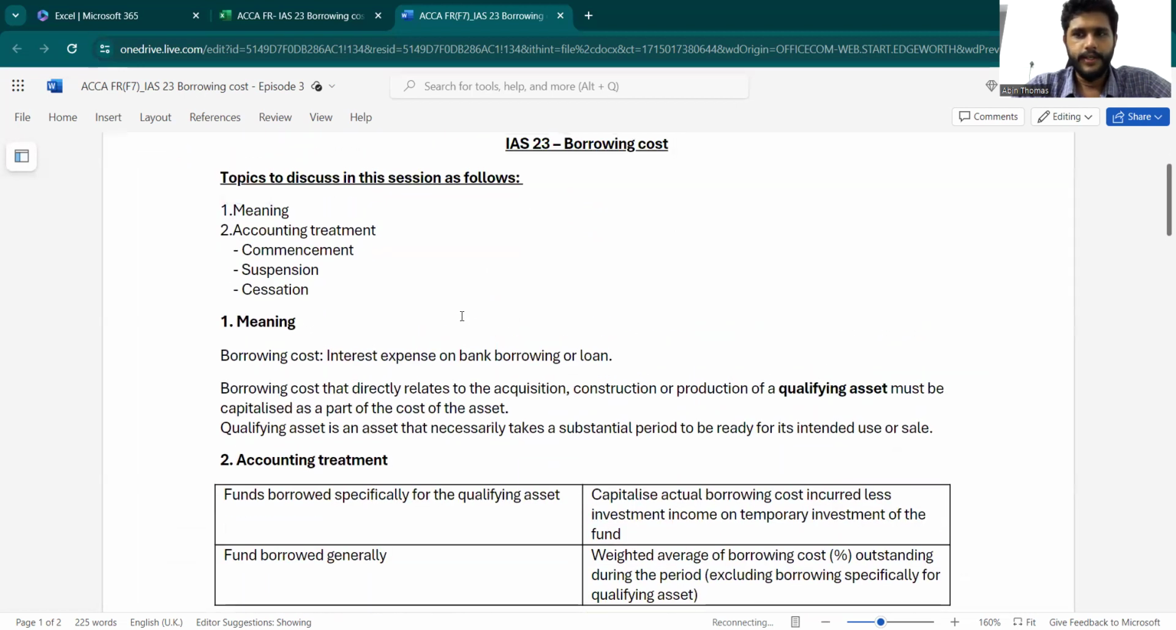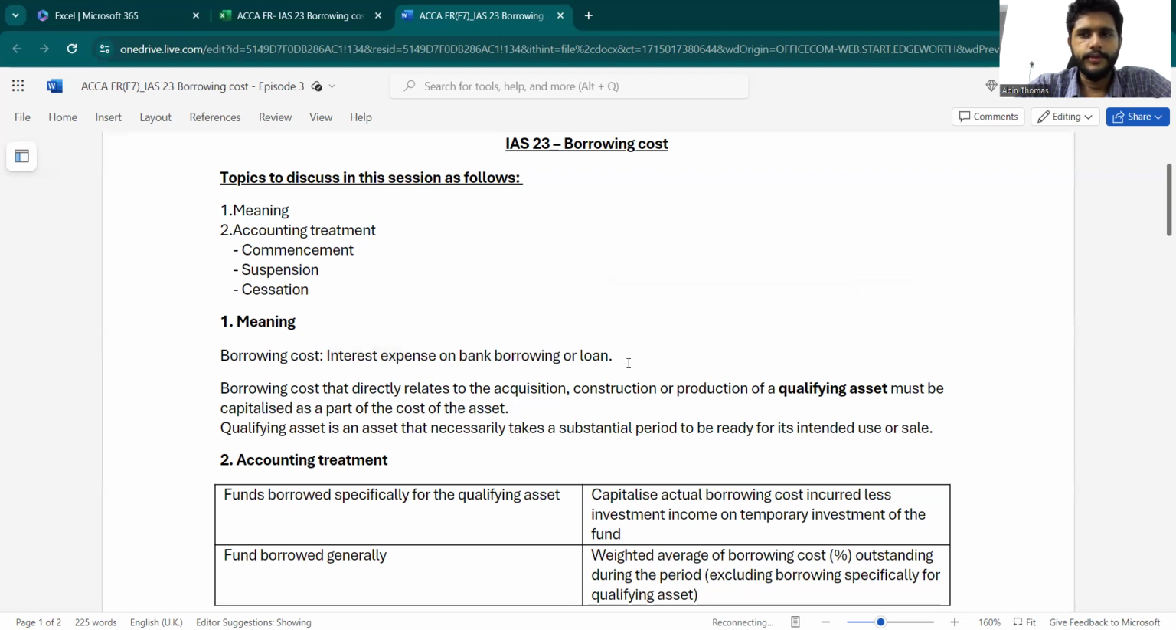So what exactly is a borrowing cost? The terminology borrowing cost is very similar to the interest expense incurred on a loan. For example, if you take a personal loan, you have to pay the interest, right? Or if you take a home loan, you have to pay the interest. Similarly, when a business organization takes bank loans for their business purpose, they will incur borrowing costs. That is the interest expense on bank borrowing or loan.